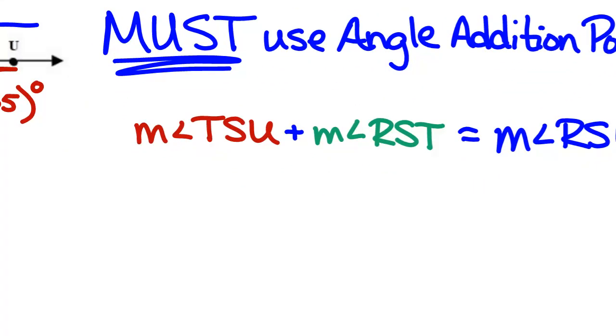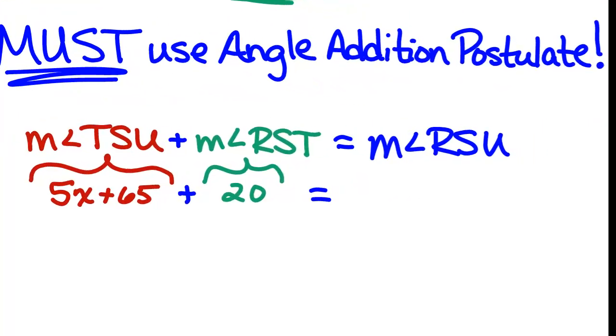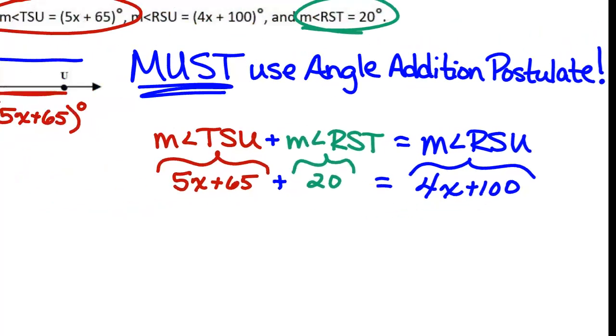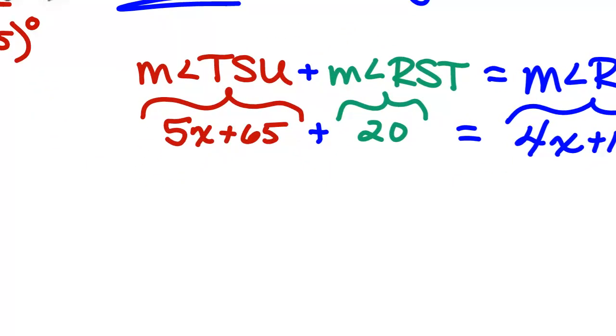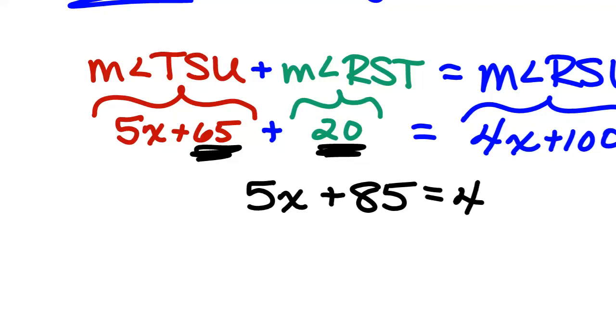So in the place of TSU, we have 5x plus 65. In the place of RST, I put what? 20. And what do I put in the place of angle RSU? 4x plus 100. What do I need to do to solve this now? Combine like terms, so I'm going to combine the 65 and the 20. What is 65 plus 20? 85. So I have 5x plus 85 equals 4x plus 100.